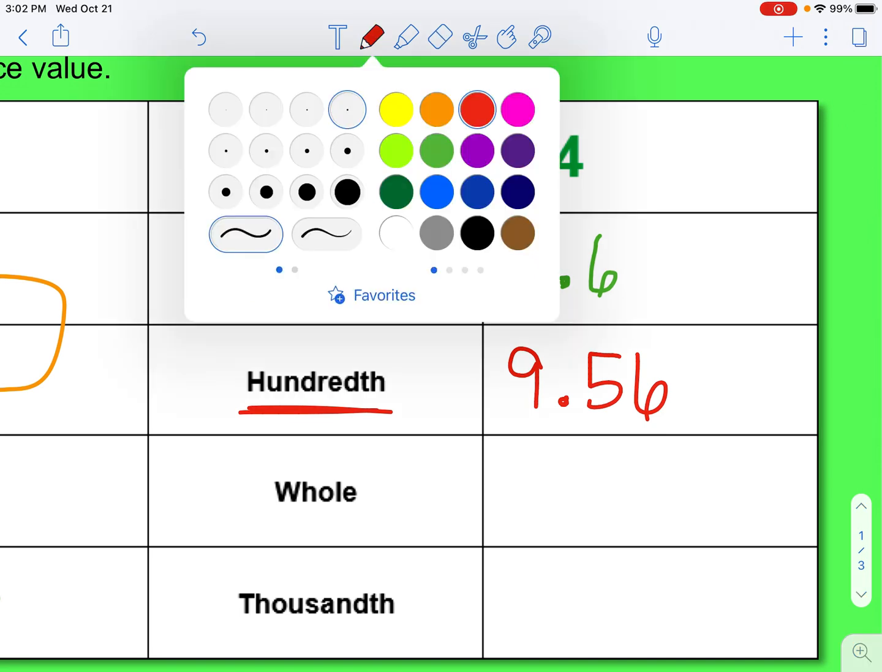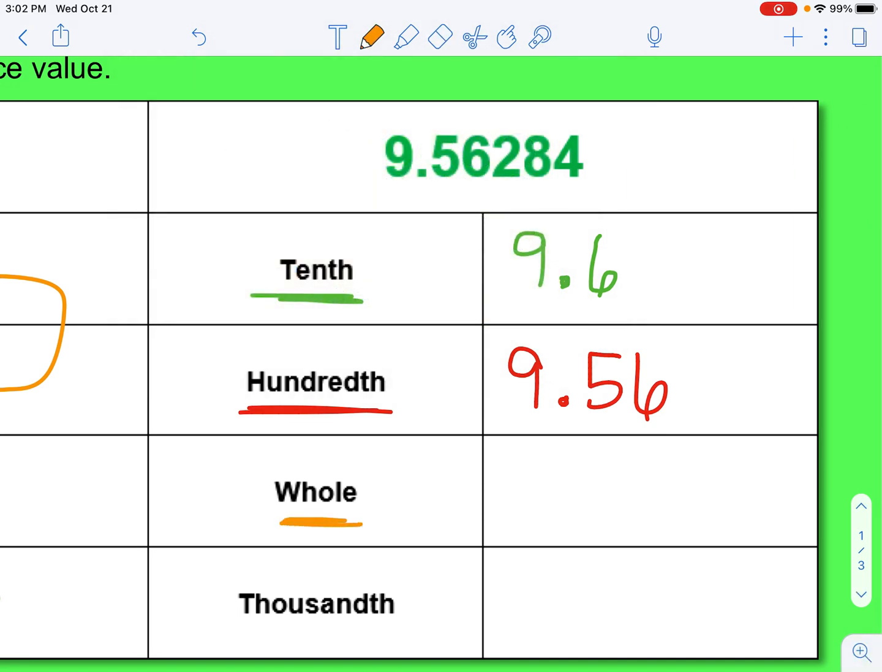Alright, let's do the next one. This time I'm going to do orange. Now we're looking at the whole. So our whole is the number that's before the decimal, which is this 9. And then I highlight the number to the right, which is a 5. Is that 5 4 or less, or is it 5 or more? It's 5 or more, so that means I need to add 1 to my underlined number. So I'm adding 1 plus 9, which gives me a new number, or my rounded number, of 10.